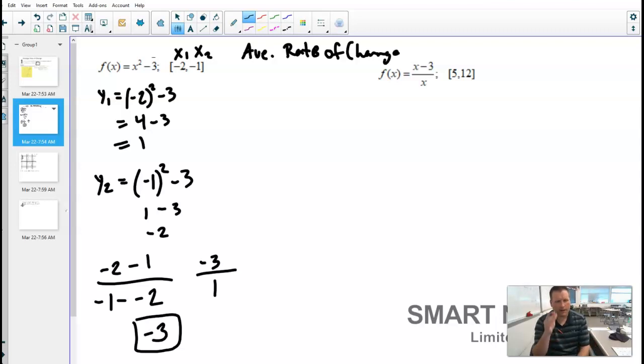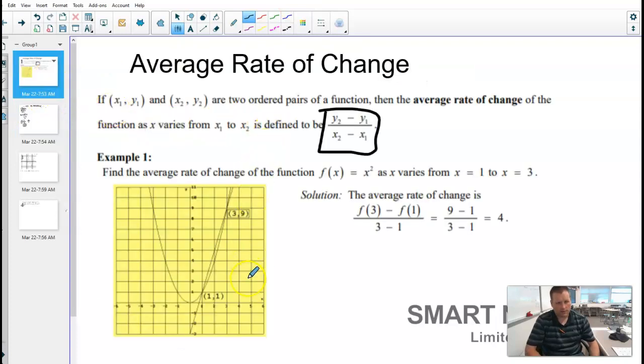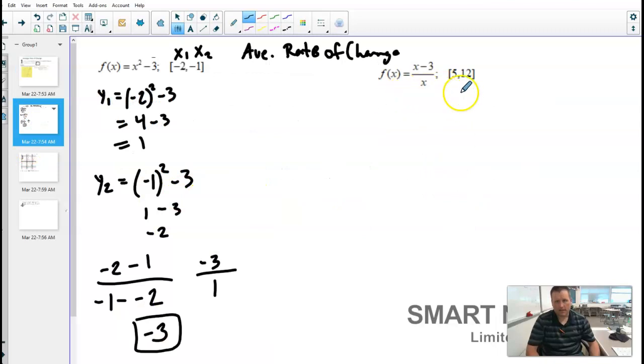And again, that's going to be a parabola. So that just tells you that the average rate is going down from left to right. Again, if you were to look at this graph, it's very similar to this graph, except it's been shifted, but it's going from negative 2 to negative 1, is essentially what it's doing right here. This is the slope.